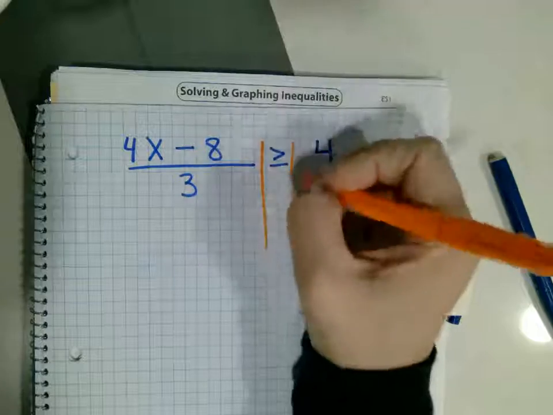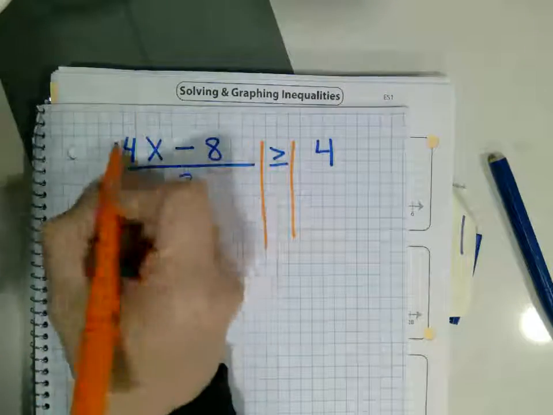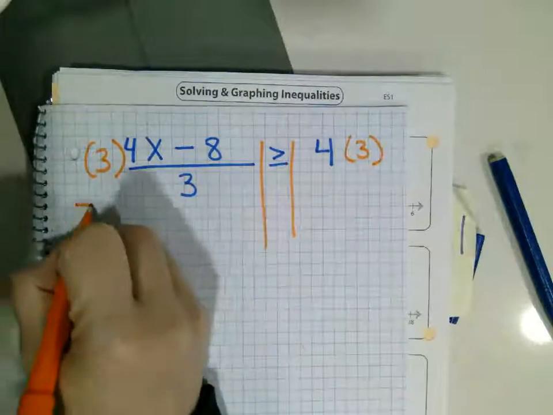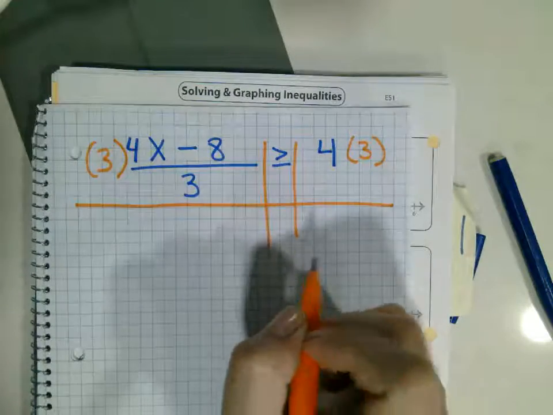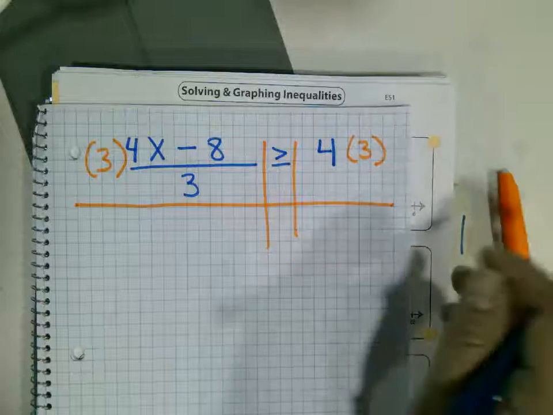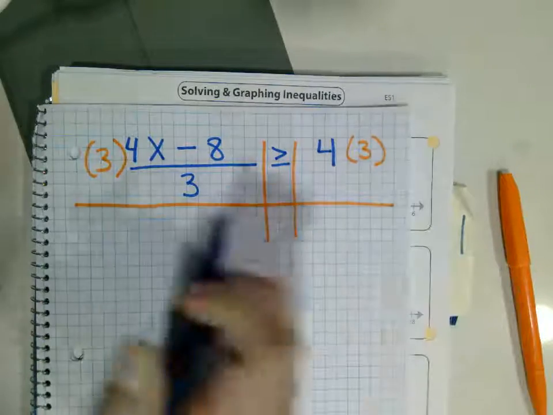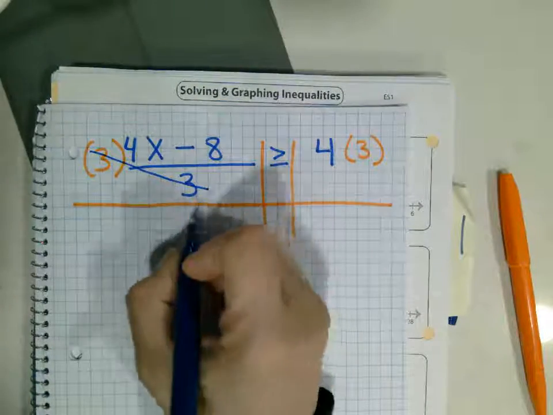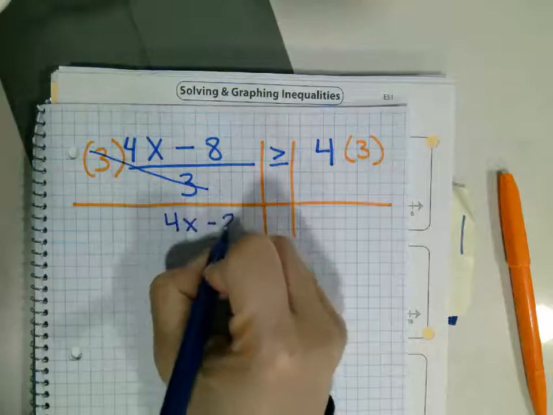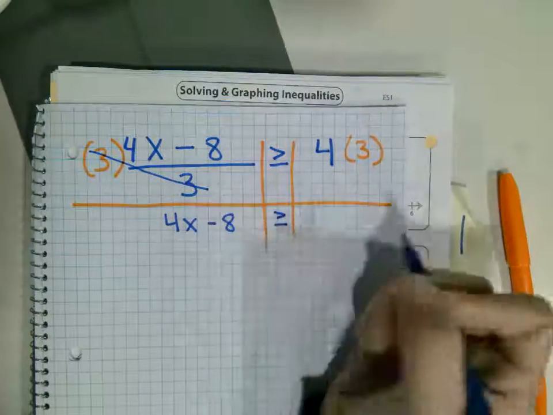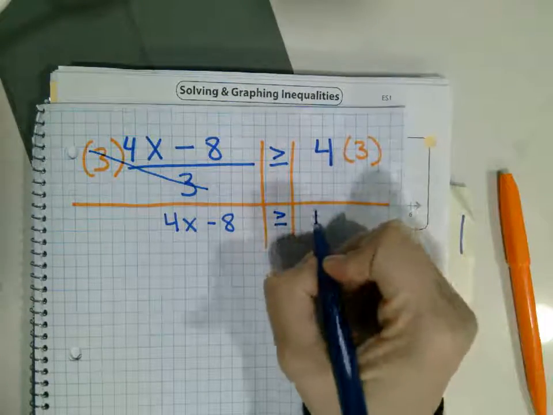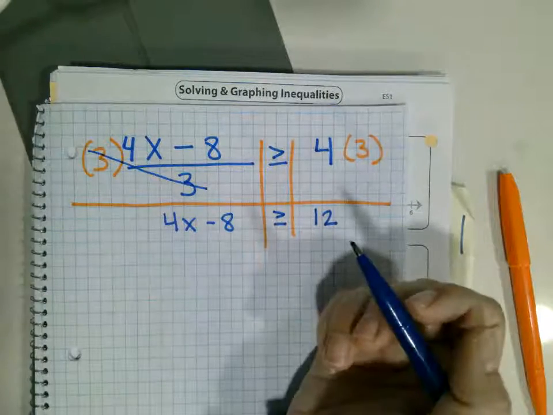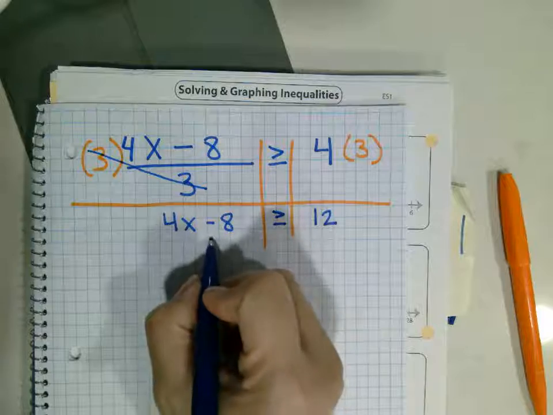So we're going to draw the bars. This is the number we move first. So we're going to multiply everything times 3. This eliminates the 3's. We're left with 4x minus 8 is greater than or equal to 4 times 3 is 12. Now, we're going to add 8.